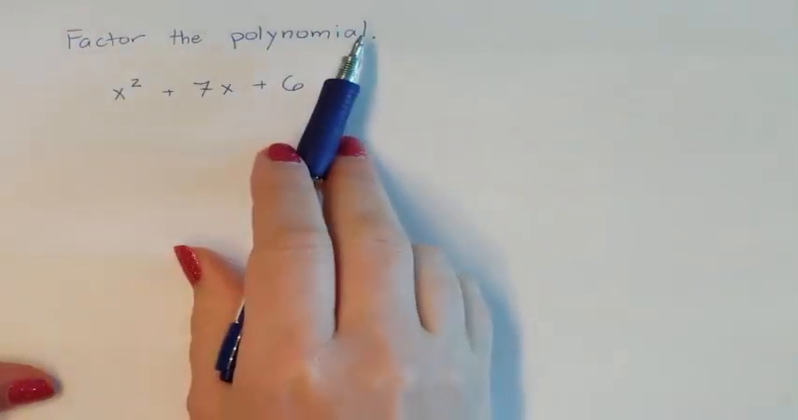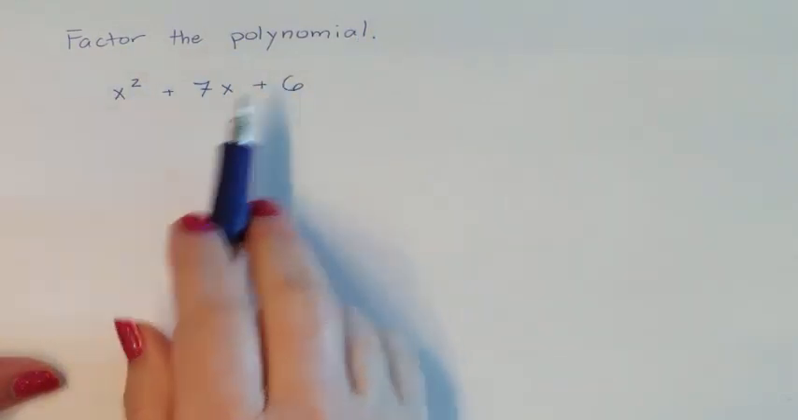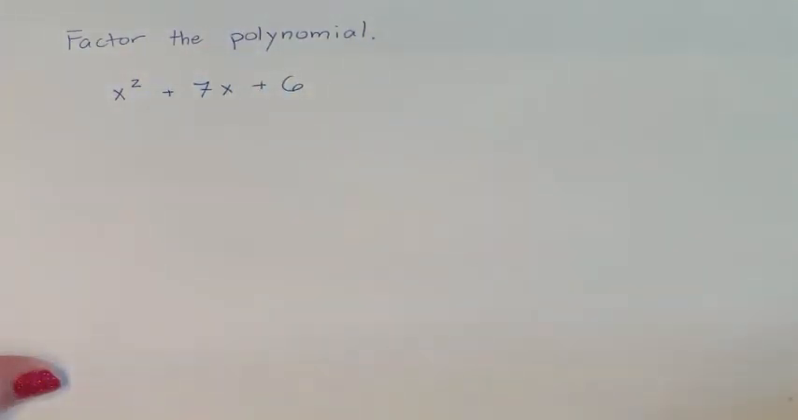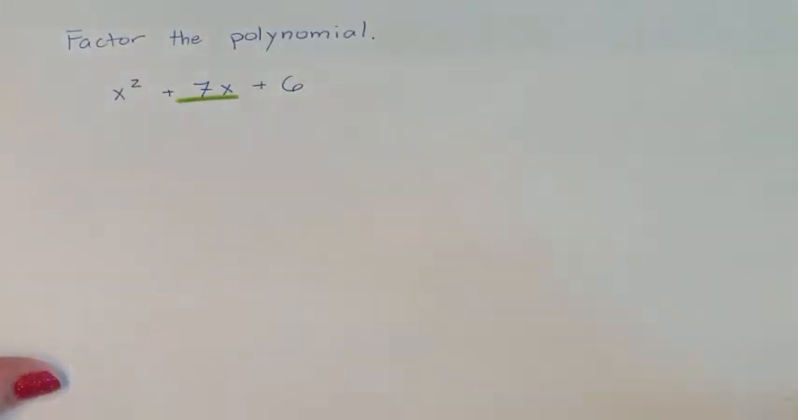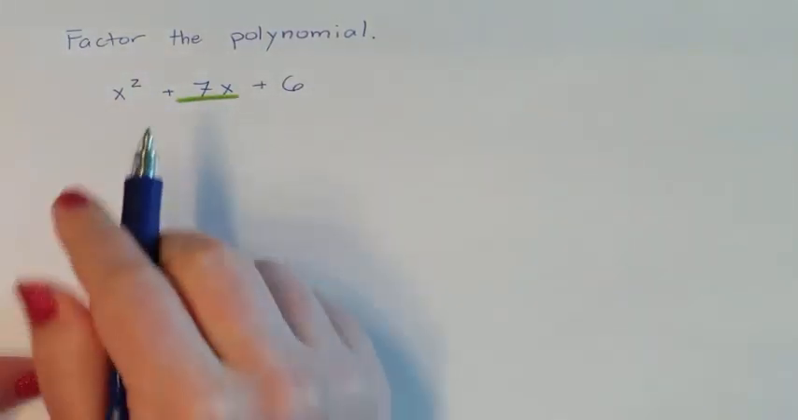So we're being asked to factor a polynomial. I have 3 terms. I don't know how to factor if it's 3 terms, so we are going to try to find 2 numbers that would allow us to rewrite the 7x.